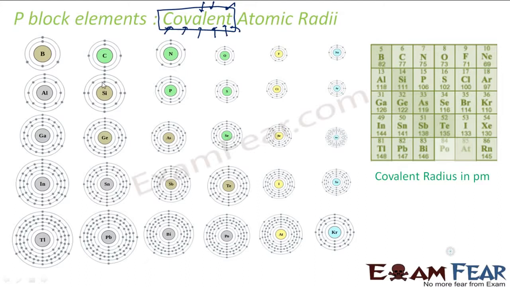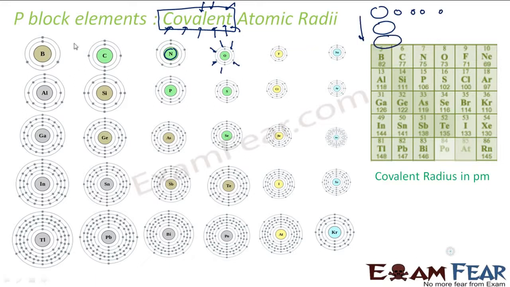Why? The moment you go down, new subshells are getting added, right? S, P, D, all the orbitals get added. So if you go from left to right here, in the same orbital or the same subshell, more electrons are getting added, and the nucleus is also becoming more powerful. So it is able to attract these electrons more, so it shrinks, right? So since it contracts, if you go from here to here, the atomic radius decreases, and if you come down, it increases, right?